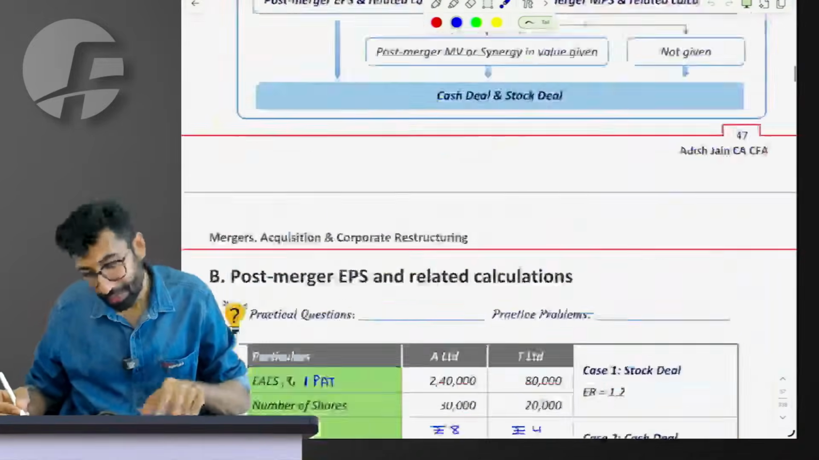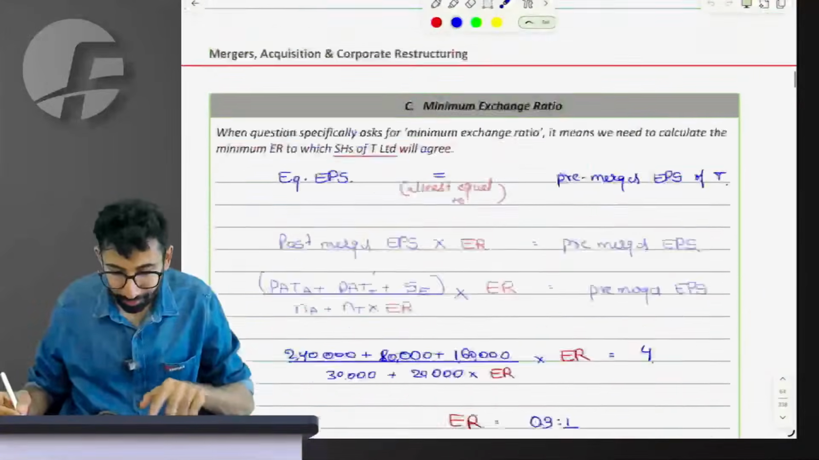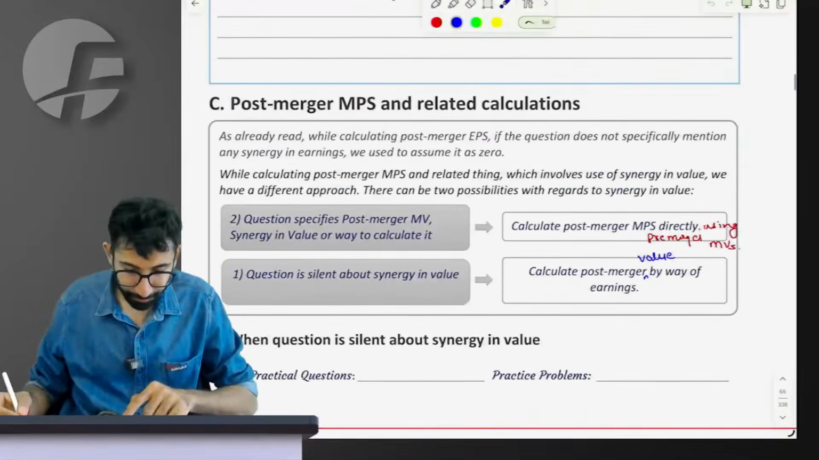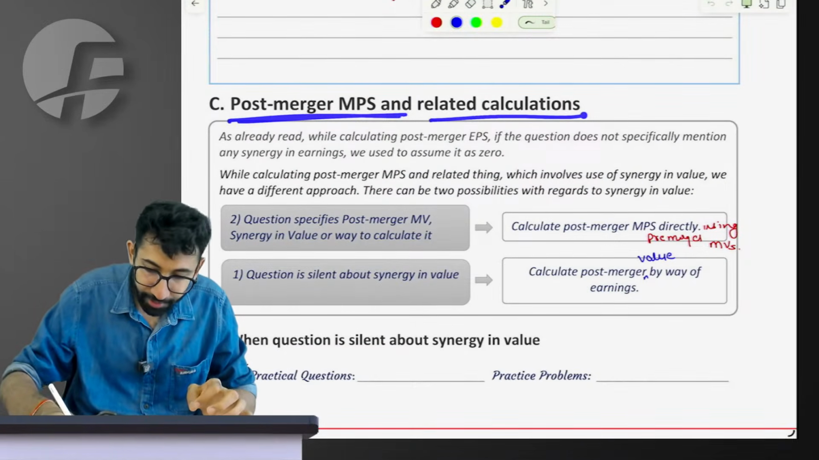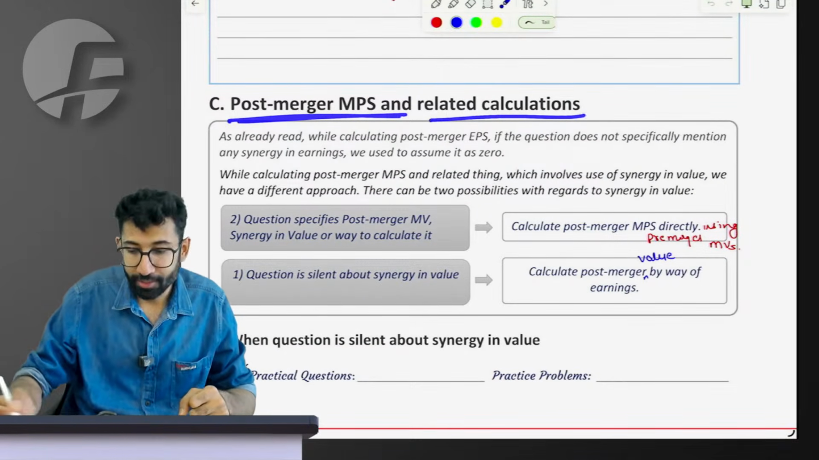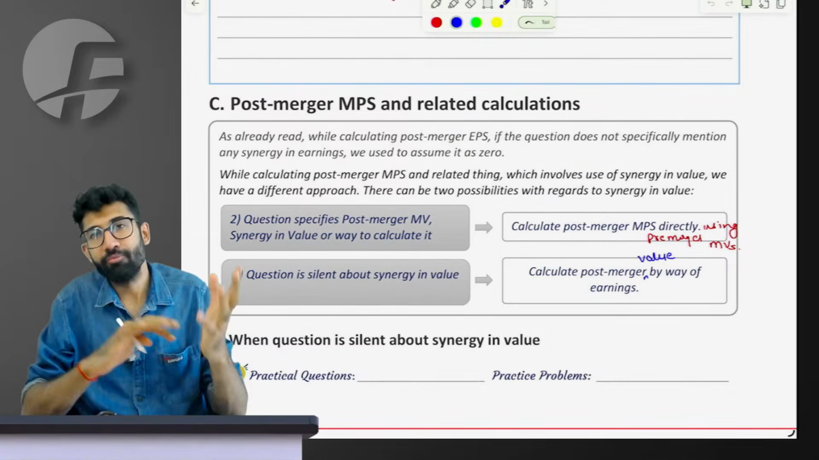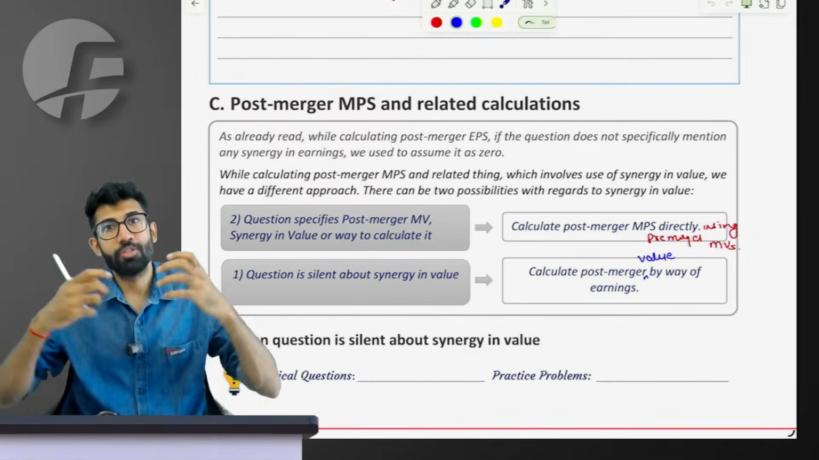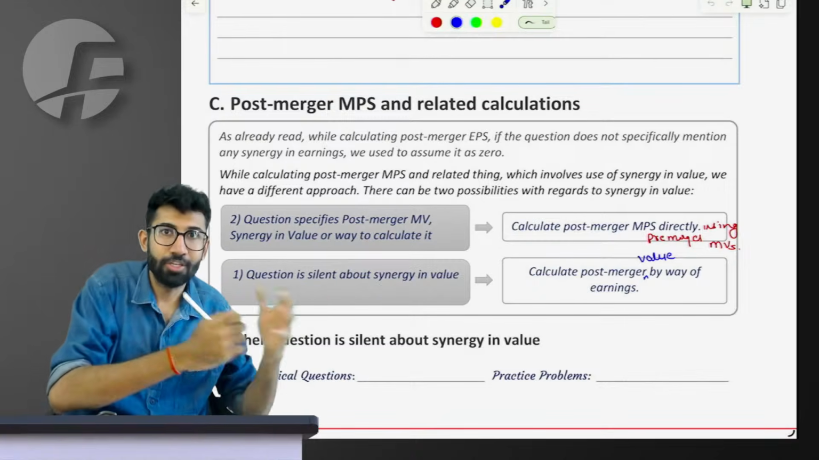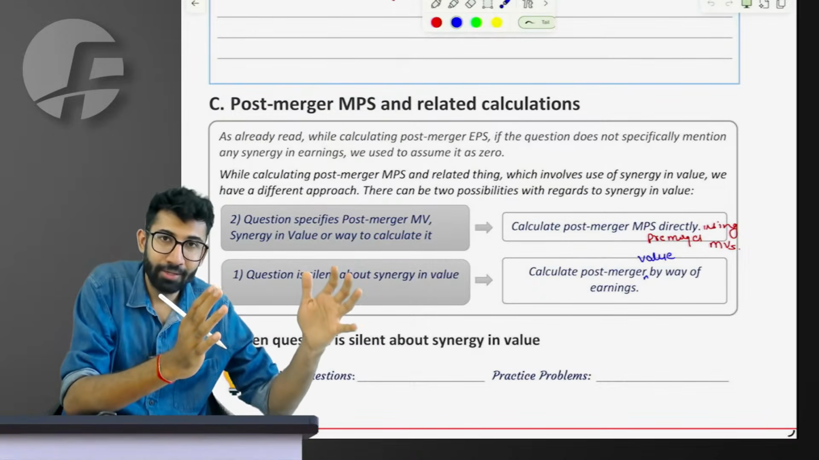But now there is a catch I want to teach you. Sir, in terms of EPS, post-merger MPS and related calculation has two approaches actually. Approach number one and approach number two. Sir, if I ask you to give me post-merger EPS, what was the thought process? My PAT, your PAT, synergy in PAT. That gives you the post-merger PAT.